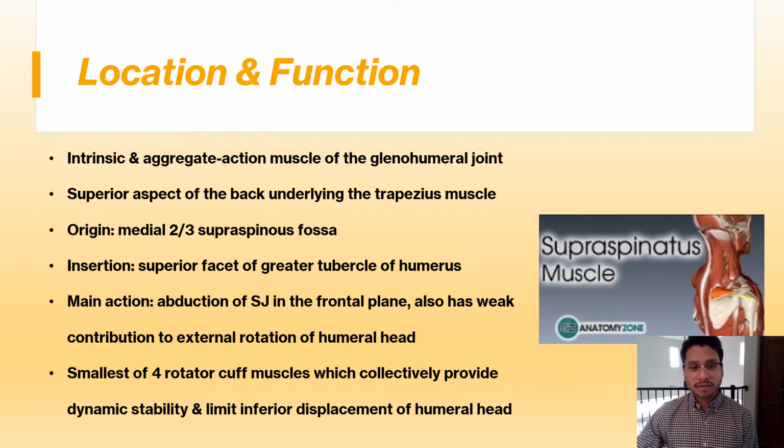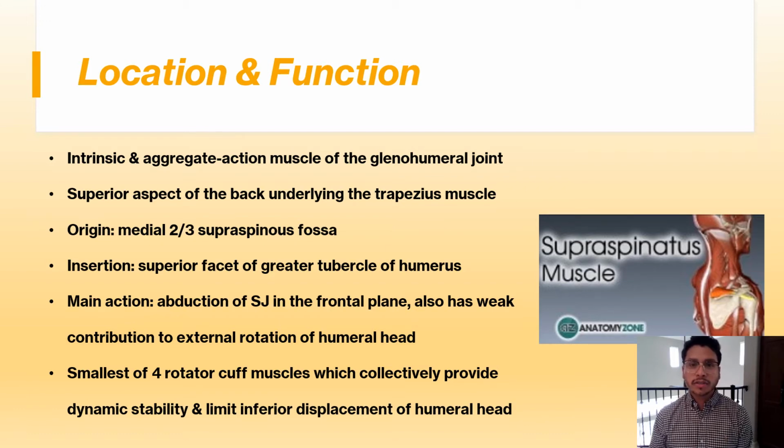Location and function of the supraspinatus muscle. It is an intrinsic and aggregate action muscle, which simply means that it works best in a group. This muscle acts upon the glenohumeral joint.